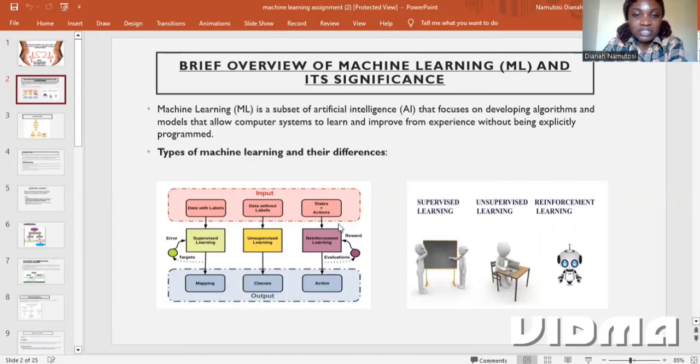Reinforcement learning is based on learning from experiences and then making decisions according to the feedback that you're able to give to your algorithm.